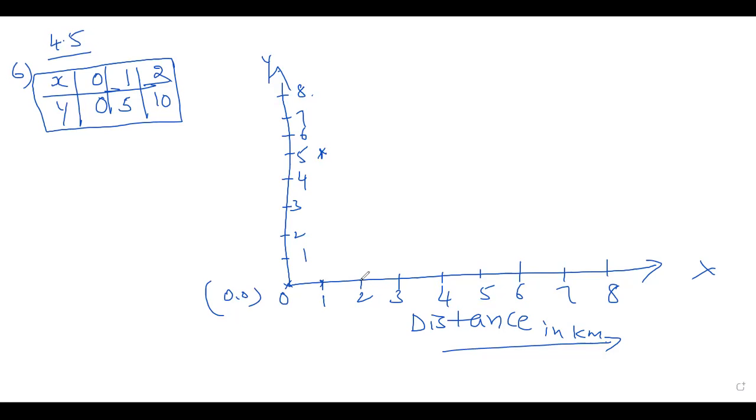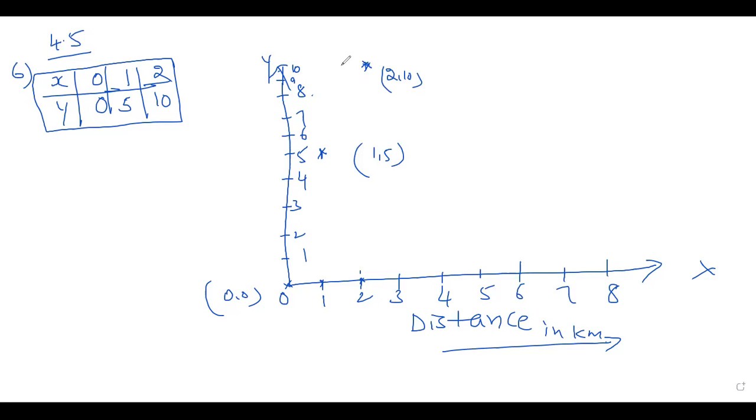Next, 2, 10. 2 is here. On the y-axis we need 10. Okay, mark till 10, children. Mark 10 on the y-axis above the 2 units. Okay, it is (2, 10), it is (1, 5), it is (0, 0).